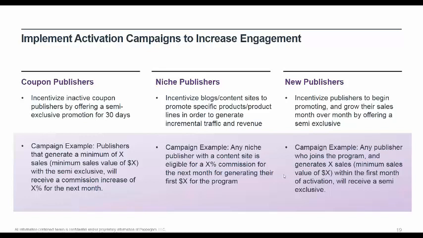In this next example, the goal is to increase performance for your niche publishers. In this example, the publisher is rewarded with a commission increase for their first sale by promoting specific products within the program. And then the last example is to target new publishers to begin actively promoting and generating revenue. Any publisher who joins and generates a certain number of sales within the first month receives a semi-exclusive.